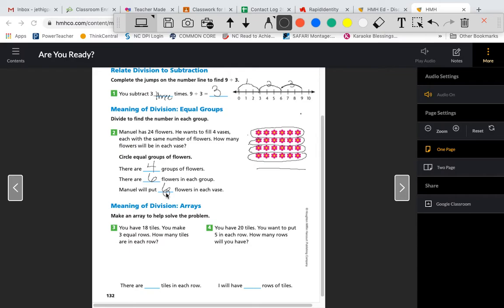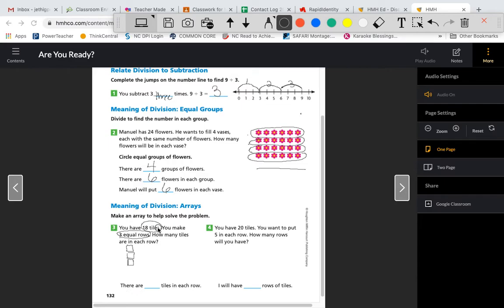Okay, now let's look at 3 and 4. Make an array to help solve the problem. You have 18 tiles. You make 3 equal rows. How many tiles are in each row? So I'm going to look at my information. So I've got equal rows, and there's a total of 18 tiles. I'm going to start with equal rows, and I know for tiles, I'm going to draw squares. So I know I've got to have 3 rows. So I'm going to make that, and that's going to represent my 3 rows. In each row, we've got to figure out how many tiles. So I'm going to take 18 tiles, and I'm going to divide it up equally.